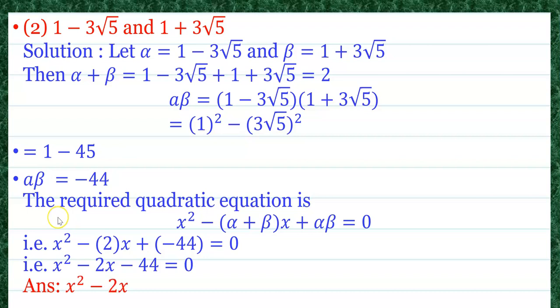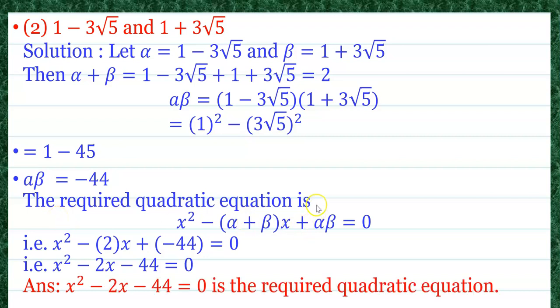Okay. The required quadratic equation is x square minus in bracket alpha plus beta into x plus alpha into beta, that's equals to 0. Now substitute the values, that is x square minus 2x. Okay, alpha plus beta किती आला होता तर 2 आला था, minus 2x plus alpha into beta minus 44, and that's equals to 0. And therefore x square minus 2x minus 44 is equals to 0 is the required quadratic equation.